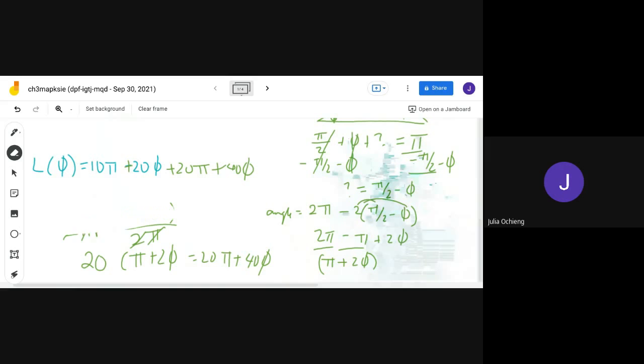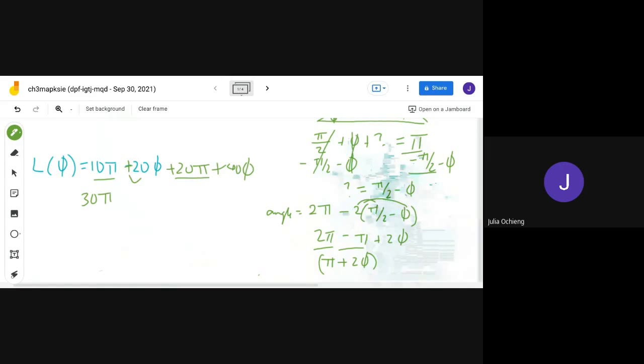So I'm going to just clean this up so we have space to work later. Combine like terms. 10 pi plus 20 pi is 30 pi. 20 phi plus 40 phi is 60 phi. Okay.